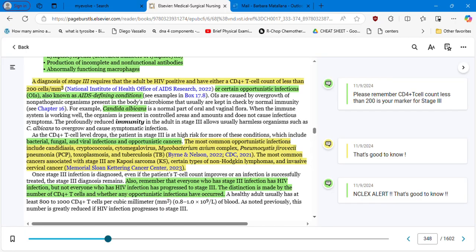Toxoplasmosis and tuberculosis, right? And the most common cancers, as we saw in the video, are Kaposi sarcoma, especially in stage 3, certain types of non-Hodgkin lymphomas, and invasive cervical cancer. Okay, that's good to know as well.